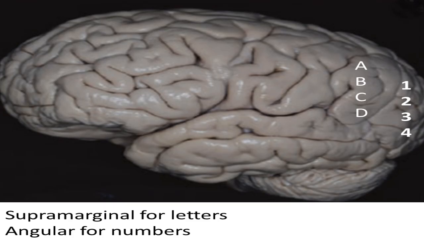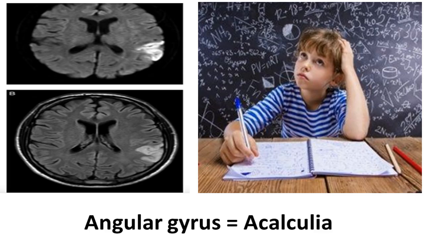So if the angular gyrus is injured, it will result in a form of sensory aphasia characterized by difficulty in identifying and calculating numbers, called acalculia, which is considered a part of the Gerstmann syndrome.